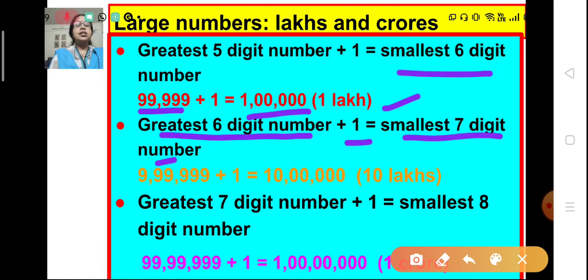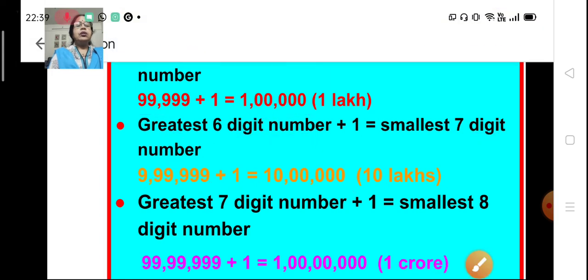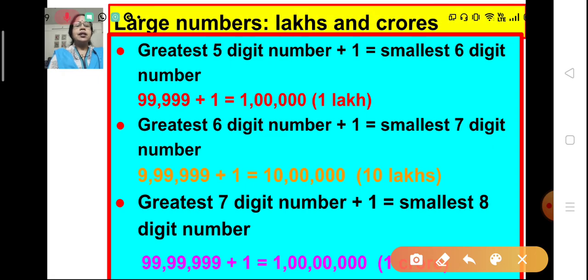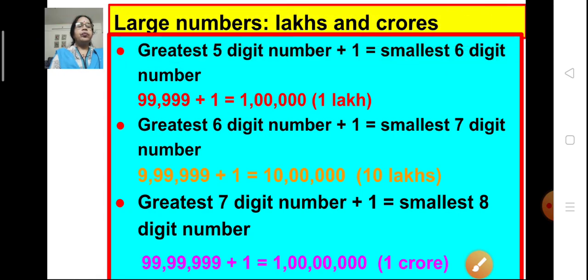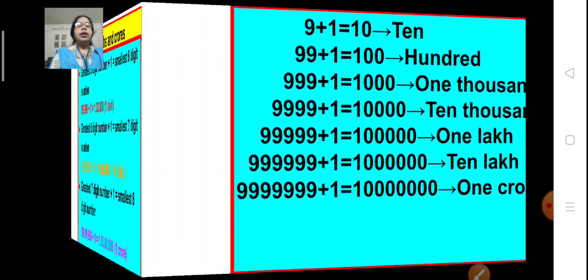So, what is the greatest 6-digit number? It is 9,99,999. And when we add 1 to it, we get the smallest 7-digit number. And what is the 7-digit number? It is 10 lakhs. And when we add 1 to the greatest 7-digit number, that means 99,99,999, we get 1 crore, isn't it? We get 1 crore. So, this is how we form large numbers.